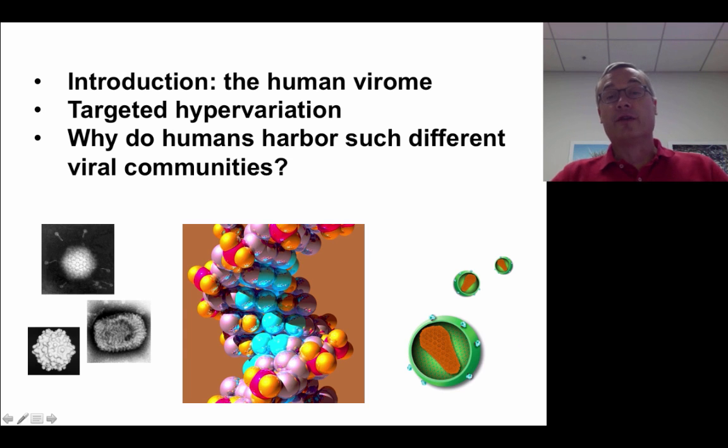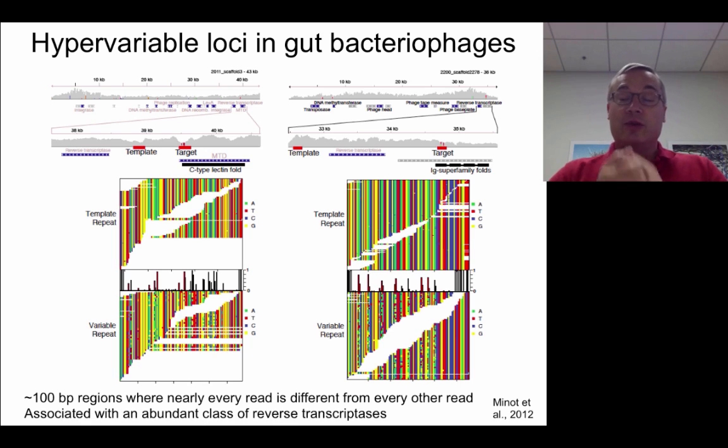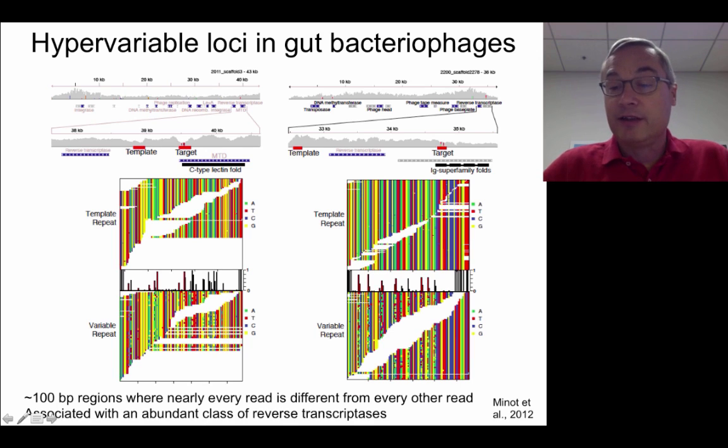So that's some overview on the human virome. We will now do a study of variation in these virus populations, targeted hypervariation. So Sam Minot, the talented student who did this work, having studied these bacterial genomes in depth, wanted to ask, well, in these populations, are there regions that are particularly variable at the sequence level?